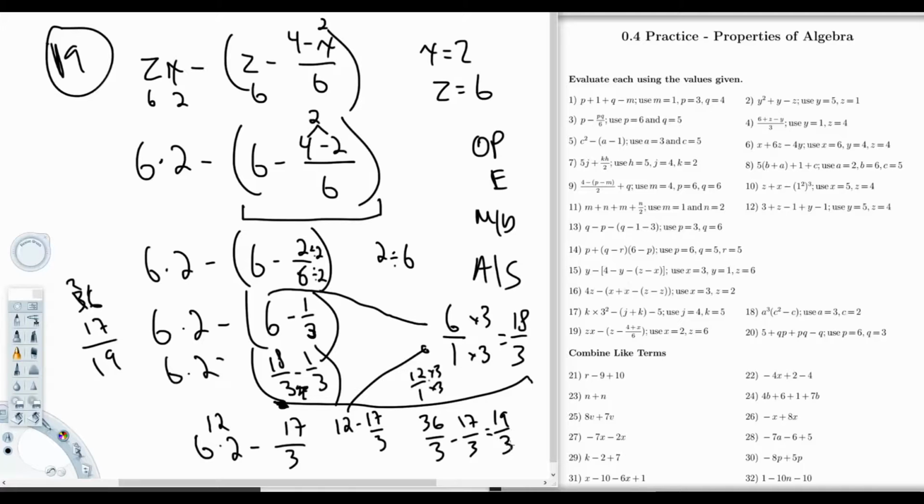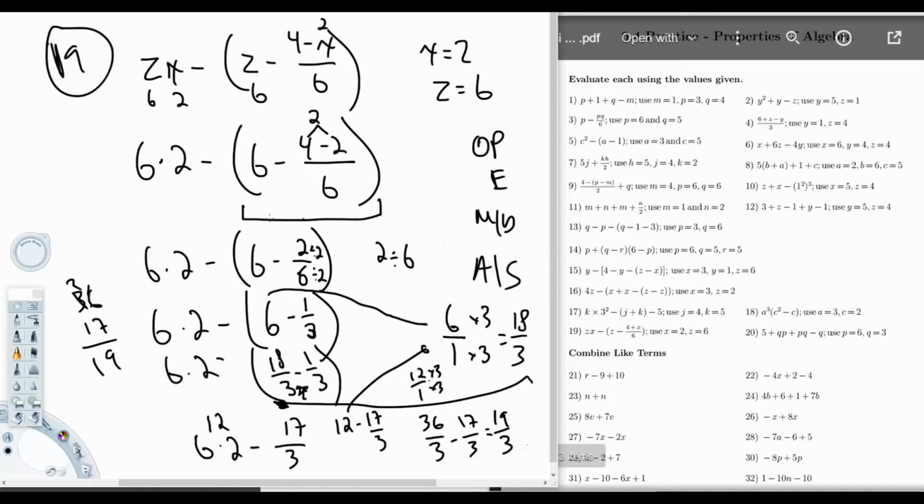19 over 3. Am I right? Did I get that right? 19 over 3? What is the solution here? 19? The solution is 7. Did I do that wrong? Hold on, let me go check.